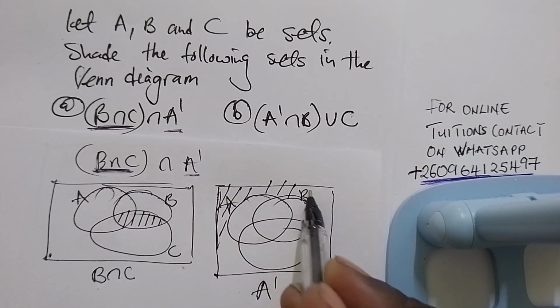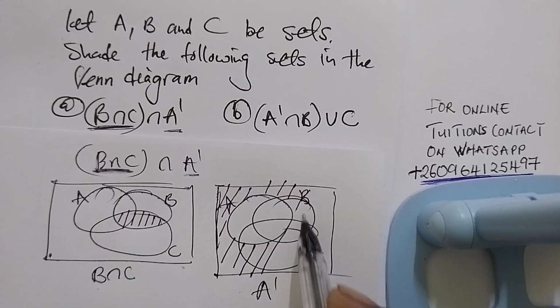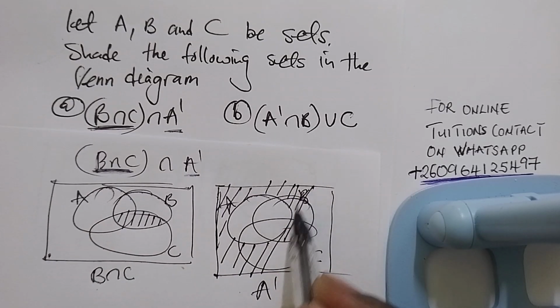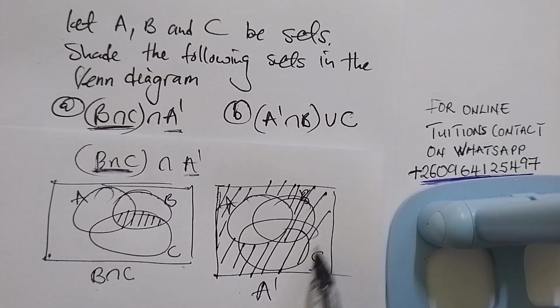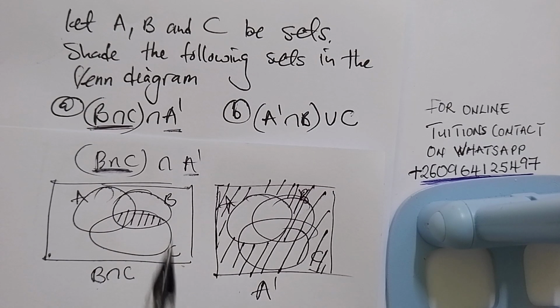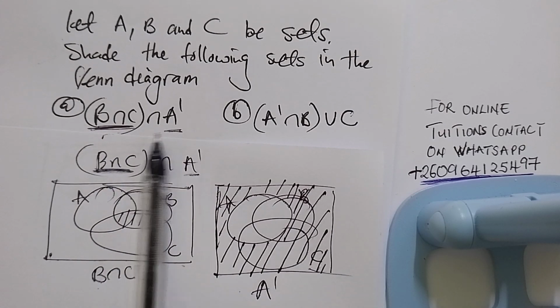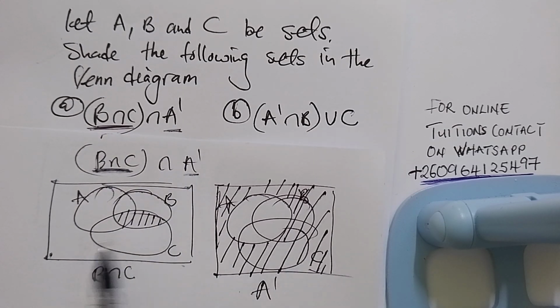So set A is somewhere there. Everything outside set A will look something like this. This is outside A. That's the way we shade a complement. And the question we were asked is to shade B intersection C intersection A complement, not shading these sets separately. So we're going to combine the two now.